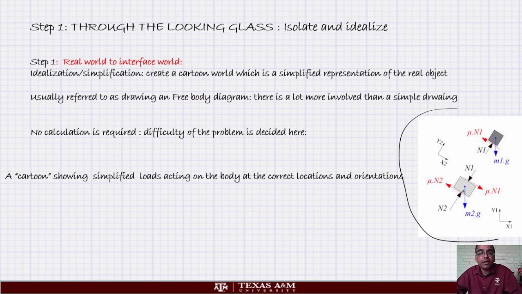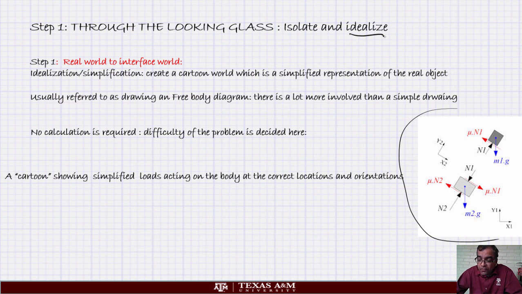And this is a very important difference between how you learn to do free body diagrams in physics and what we expect in engineering mechanics. Because in engineering mechanics the free body diagram system is actually a lot more critical, so you've got to pay a lot of attention. At this stage there is absolutely no calculation required, but what free body diagram you draw, what idealization you make, decides the degree of difficulty of the problem.